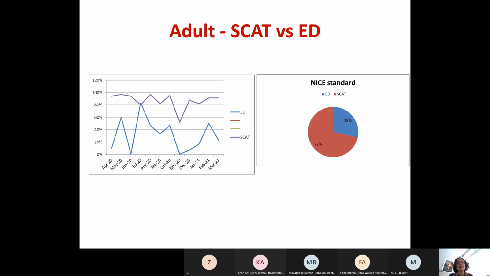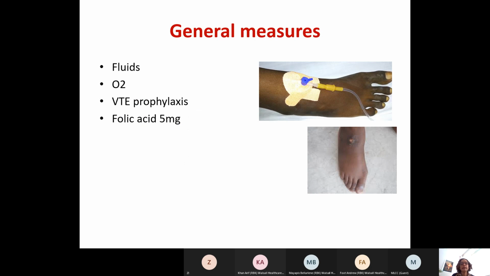And you can see here the top line, the top squiggle, is our day unit, where we are trained and we have the staffing to be able to give pain relief. There are times when we still don't get it right, and then in ED it is a bit of an issue. So other things now, hydration.